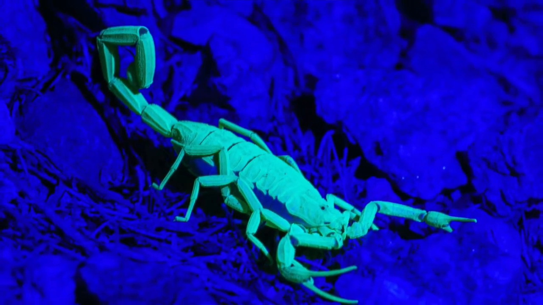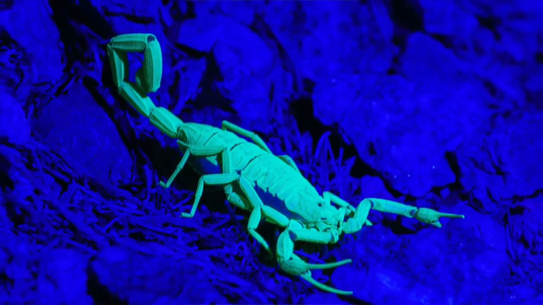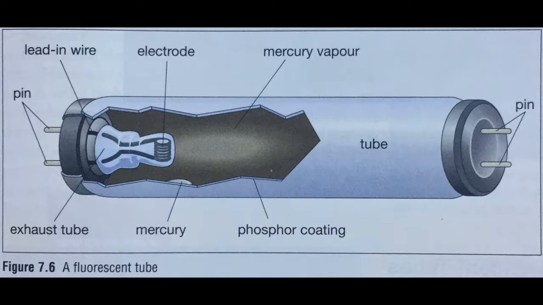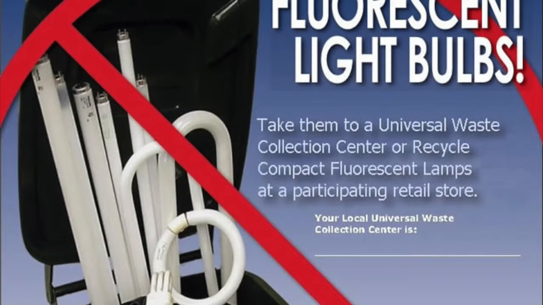Figure 7.6, a fluorescent tube. So on either end of the bulb you have two pins, and then you have the lead-in wire, and then you have the electrode, and then you also have mercury vapor. The mercury vapor is invisible. You have the glass tube. On the inside of the glass tube, you have phosphor coating. You have regular mercury that's put into the vapor, and that's approximately it.